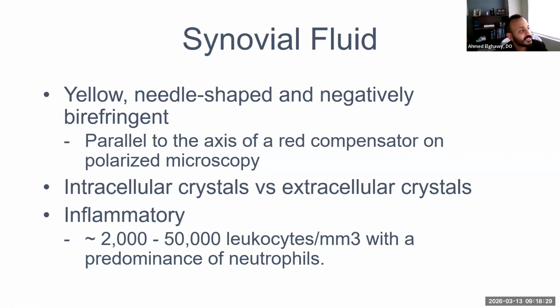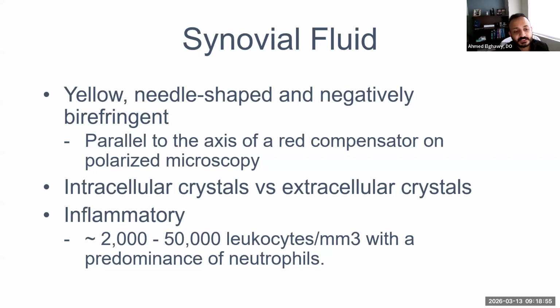Synovial fluid, like I said, though, is the gold standard. On synovial fluid, you'll see yellow needle-shaped, negatively birefringent crystals. This is when you use the red compensator on polarized microscopy. If you see intracellular crystals, that means that the body is actively attacking these crystals. That is diagnostic for an acute flare. If you see extracellular crystals, that might just tell you the patient has a history of gout. Might not necessarily tell you that you have active gout.